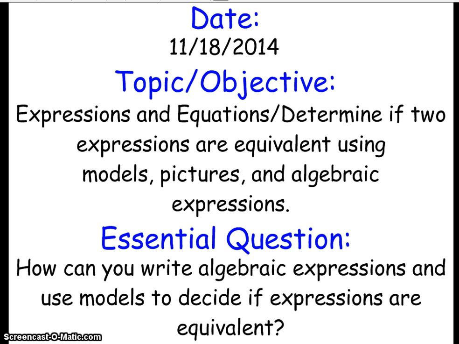Our topic we're going to be discussing for Unit 6 is about expressions and equations. Today's objective is to determine if two expressions are equivalent using models, pictures, and algebraic expressions. The essential question I want you to be able to answer is how can you write algebraic expressions and use models to decide if expressions are equivalent?